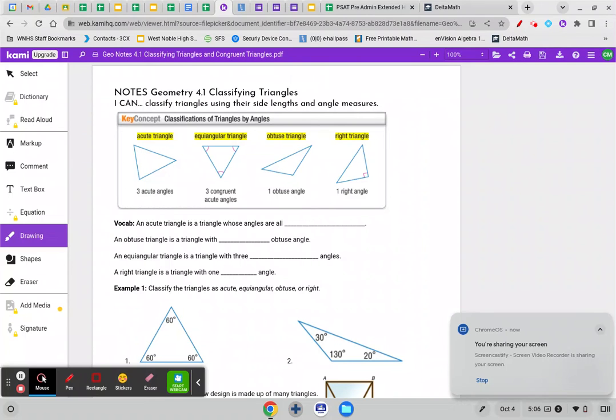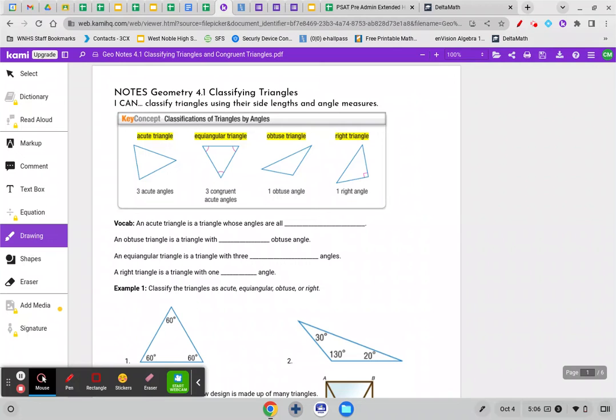Hi guys, today we are going to be learning about 4.1, classifying triangles, as well as congruent figures. By the end of today, you will be able to classify triangles using their side lengths and angle measures, as well as write congruent statements and find congruent angles and sides. This first part should be fairly easy. You should have learned it back in elementary school or middle school, classification of triangles and angles.